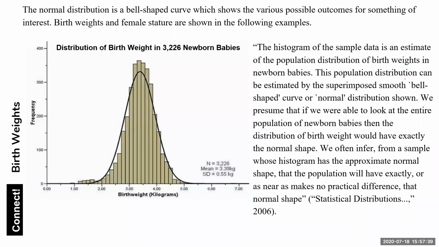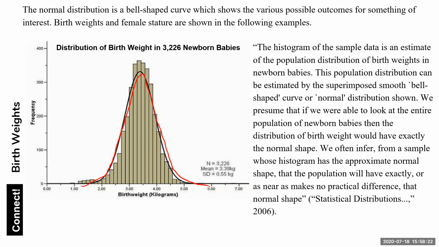Nice. Now let's look at the birth weight data and do some analysis. The histogram of the sample data is the estimate of the population of birth weights in newborn babies. The population distribution can be estimated by the superimposed smooth, bell-shaped curve. Now, we often infer from a sample whose histogram has the approximate normal shape that the population will have exactly, or near as makes no practical difference.